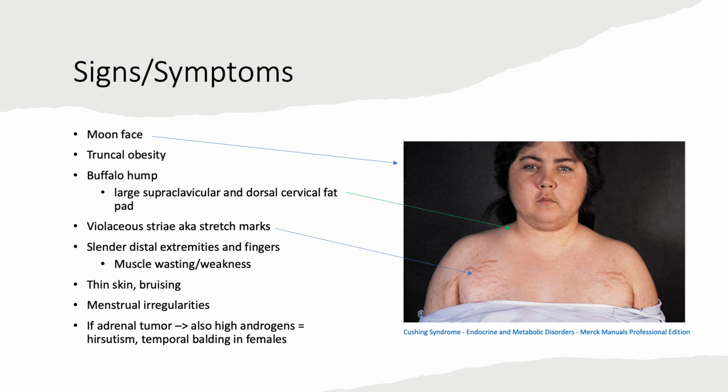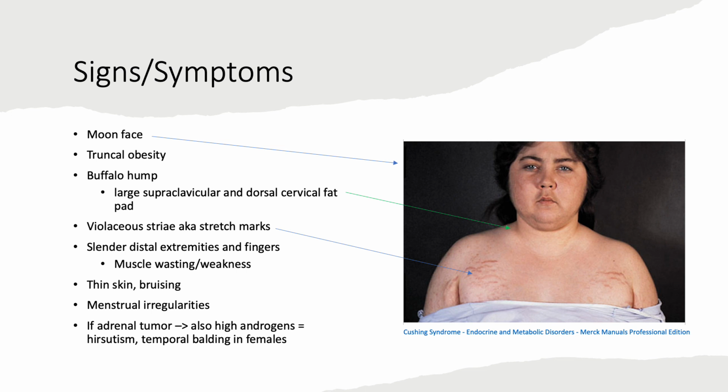Generally, we'll see very slender distal extremities in fingers. This is because of the muscle wasting, and that's why we have this truncal obesity appearance. Also, because of the way the excess cortisol leads to high insulin levels. Because of the high glucose levels, the insulin ends up having a lot of different actions, and one of those activates a lipoprotein lipase that actually helps adipocytes accumulate more fat molecules. So that's where that central obesity comes from.